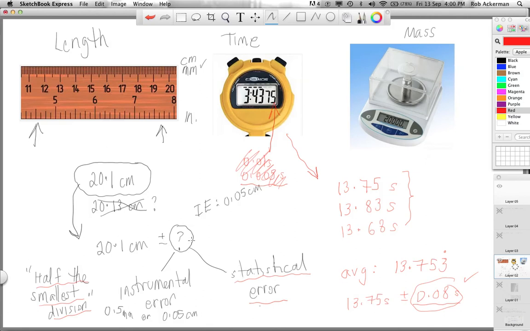Maybe for this, you would only put half the smallest division as the uncertainty. So this might be your answer for the length of something, like a sheet of paper. This might be your answer for the length of time for someone to do something a little harder, like run the 100 meters. And the same thing goes for measuring mass. Mass is probably more like a ruler kind of measurement, but I hope you get the idea that there are instrumental and statistical errors. And now the question is, what do we do with these numbers once we have them?